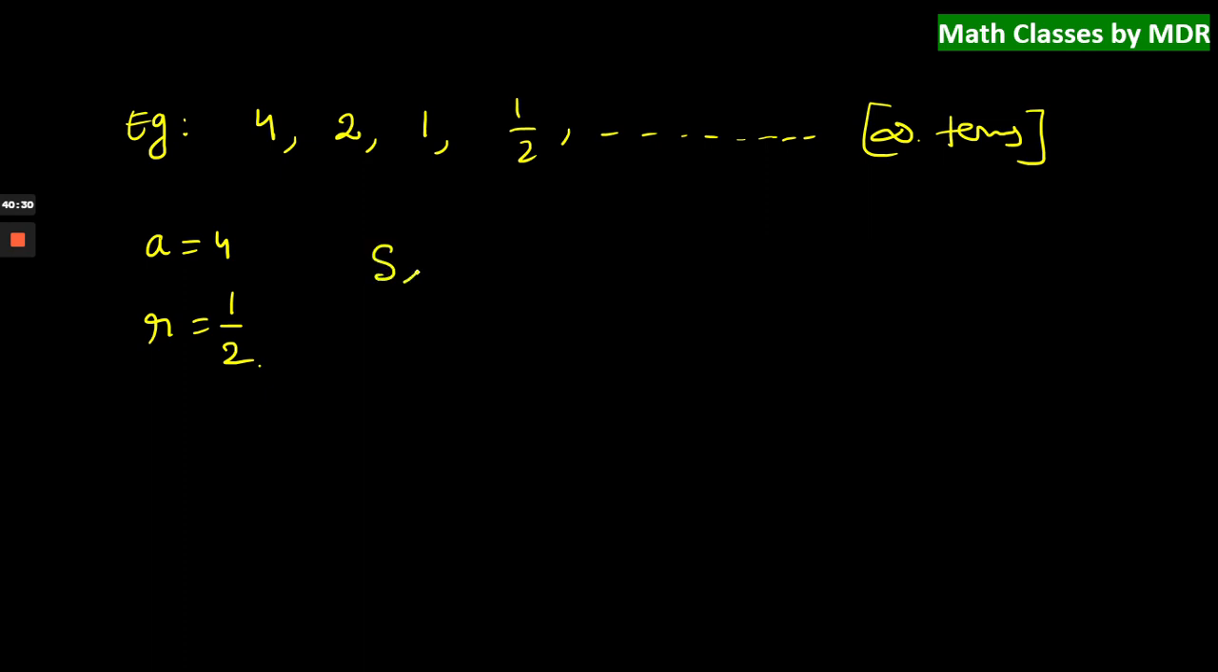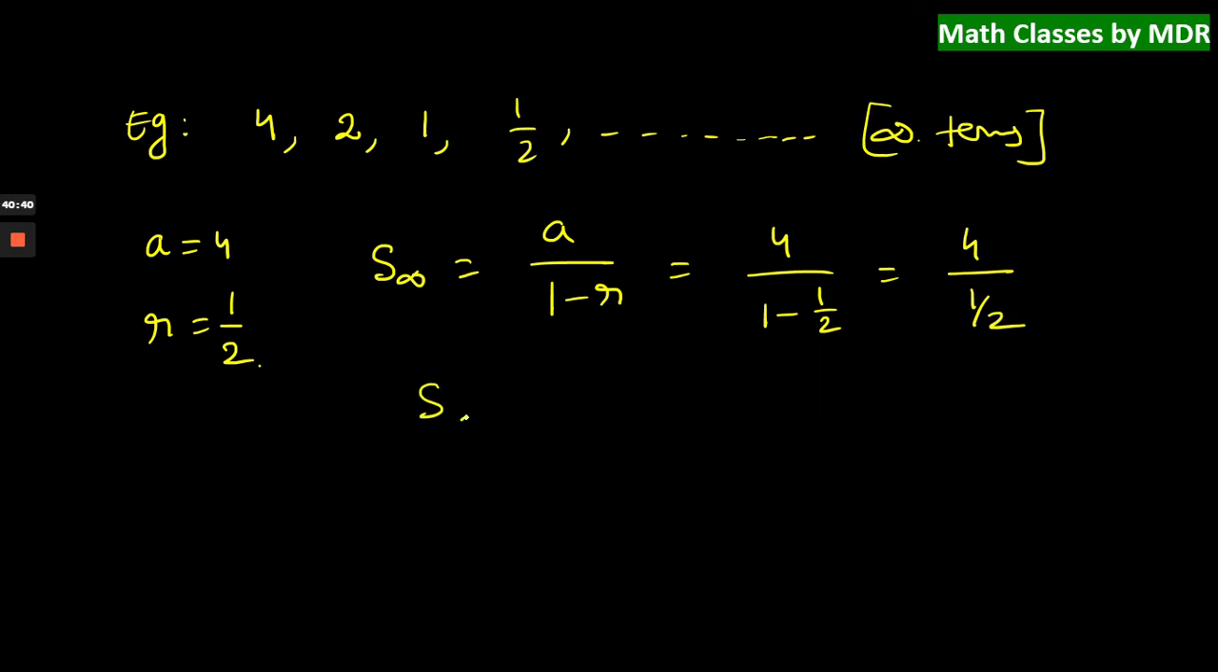So what is the sum of infinite terms here? a/(1 - r), where a is 4 and 1 minus 1/2 is 1/2, so 4 divided by 1/2, and S infinity is 8. The sum of the infinite terms when you start from 4 plus 2 plus 1 and so on will be equal to 8.